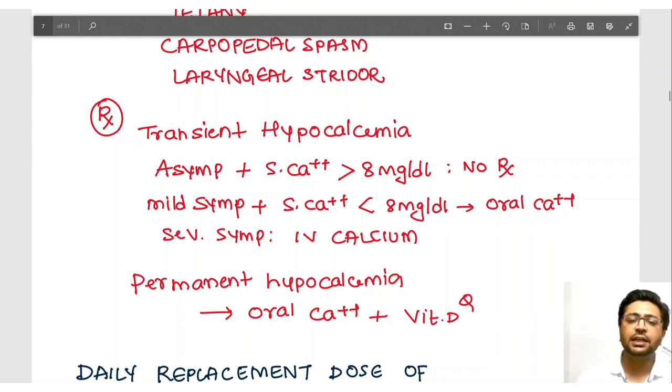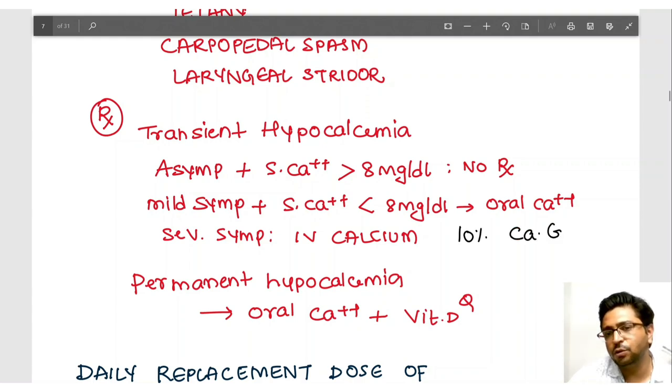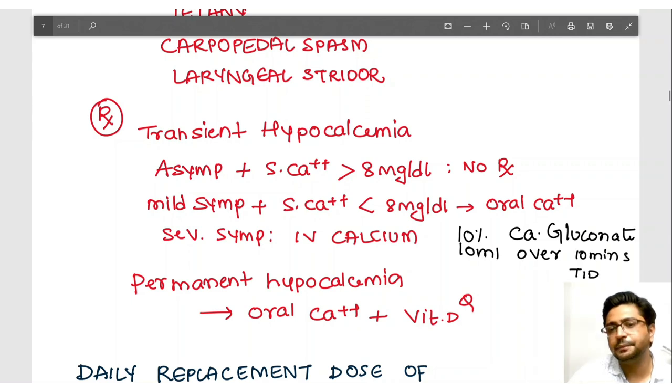So what we give is 10% calcium gluconate, 10 ml of it over 10 minutes, and it can be given TID. So in severe symptoms, we can go for IV calcium. And in permanent hypocalcemia, we are going to treat the patient with oral calcium along with vitamin D supplementation.